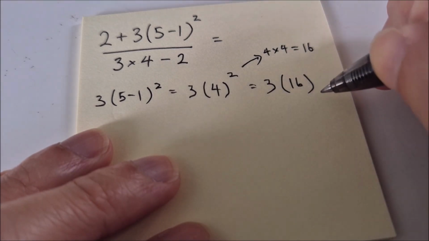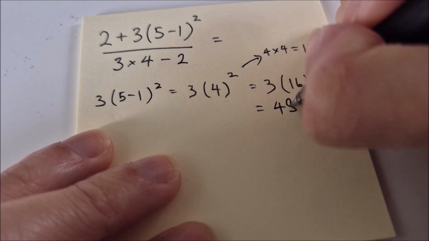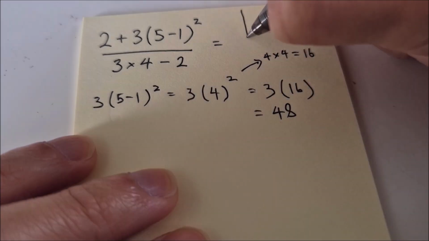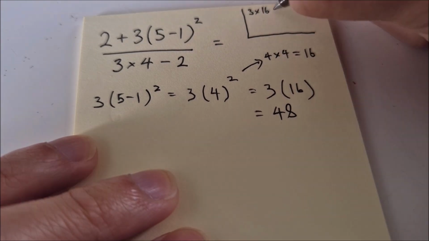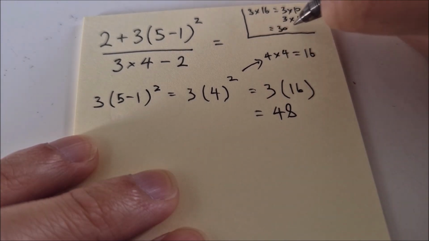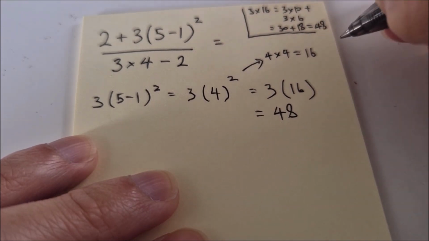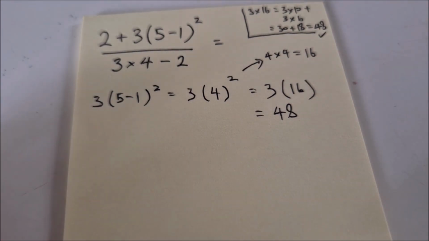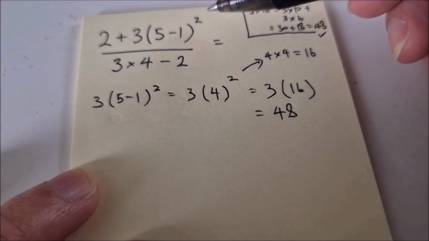And then we have 3 times 16, which is 48. Because 3 times 16 is equal to 3 times 10 plus 3 times 6, which is 30 plus 18, and that's 48. Yep, so that's correct. Alright, so now we have solved this complex element of this problem.